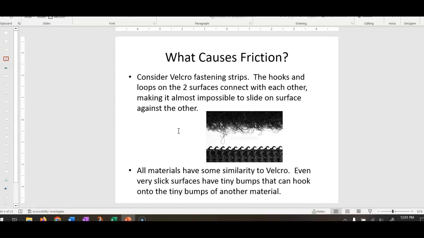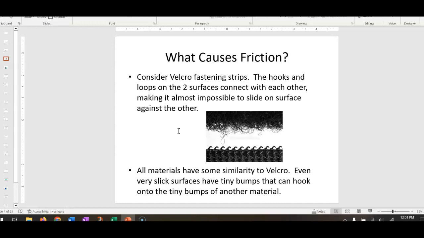So friction is caused at the microscopic level by the surface roughness. This is a picture on this slide of two Velcro fastening strips. You can see that on one side you have the little hooks at the bottom, and on the other side, you have the threads that the hooks are going to connect to. And so the hooks grab onto those threads and it makes the Velcro pieces stick together. Not every material, of course, is exactly like Velcro, but they all have some similarity to that.